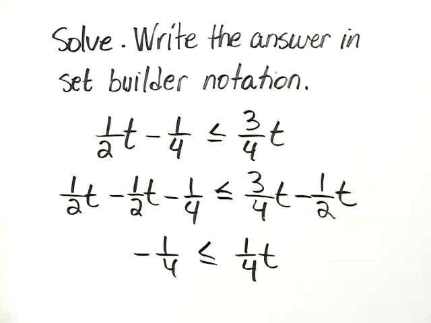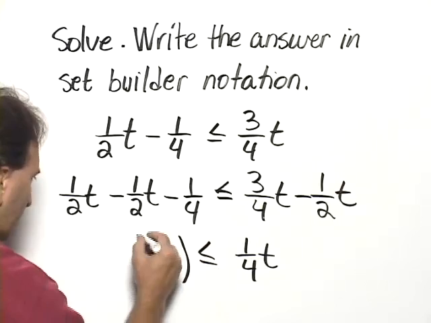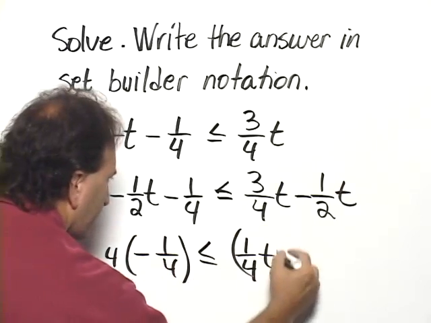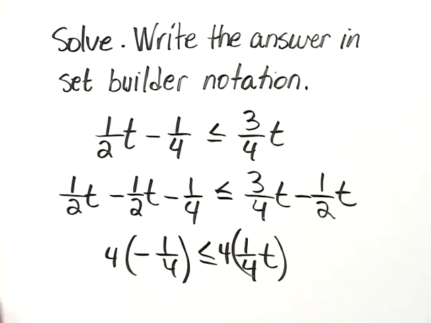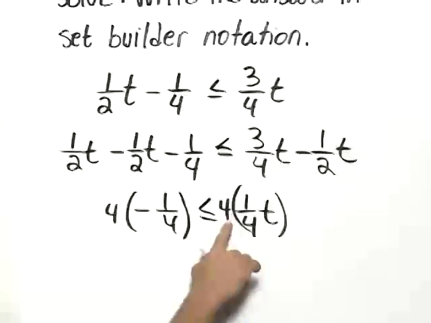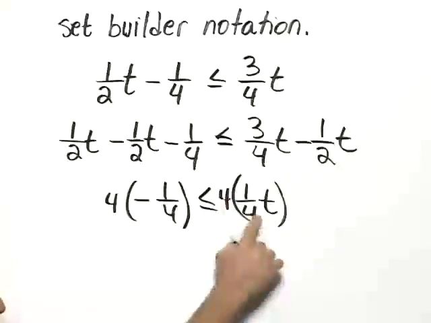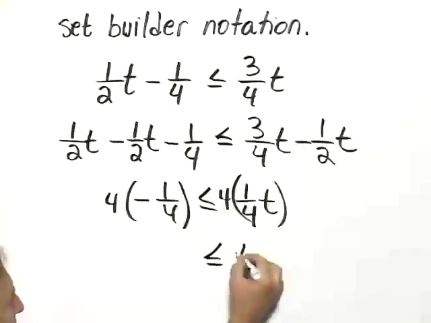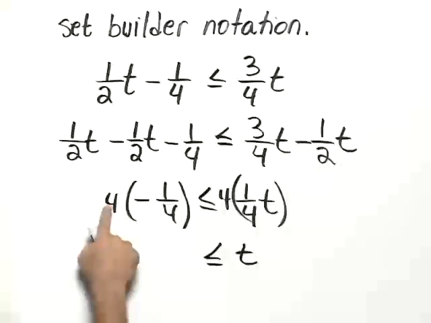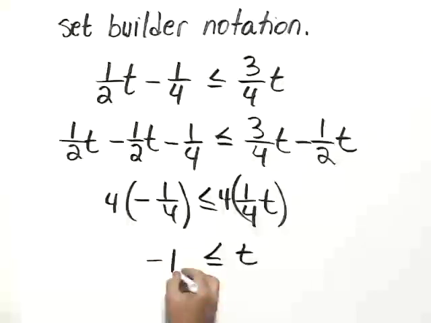Now we would multiply both sides by 4. And doing that, of course, allows us to remove a factor of 1 here, giving us the result that we're interested in on the right-hand side of just t. Well, it also turns out we can remove a factor of 1 here, giving us the result negative 1 is less than or equal to t.